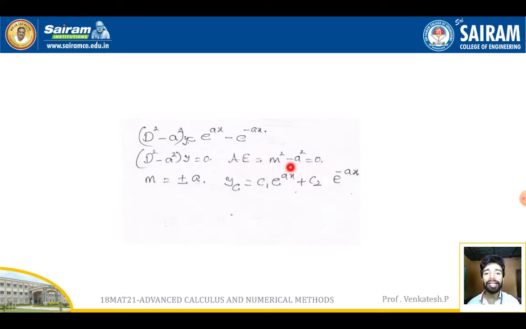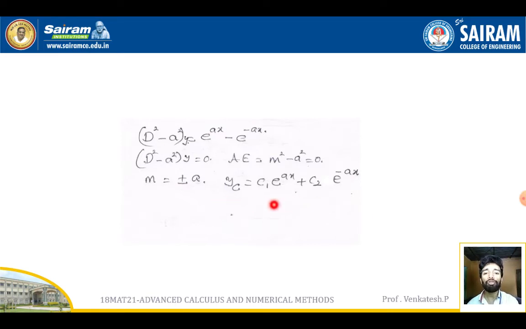After getting the auxiliary equation, we have to find the roots for m. On simplifying this equation, I got m equal to plus or minus a. Since the roots are plus a and minus a, the roots are real and distinct, so the complementary function will be yc equal to c1 e power ax plus c2 e power minus ax. So the complementary function we got.